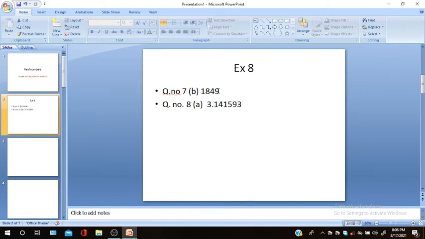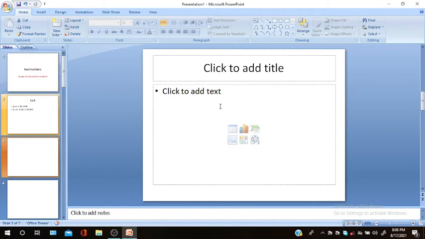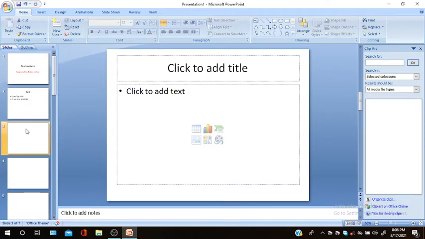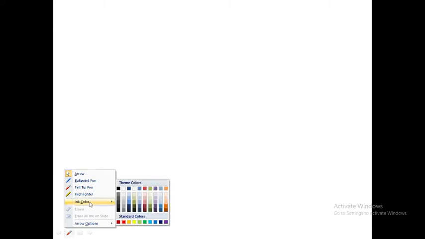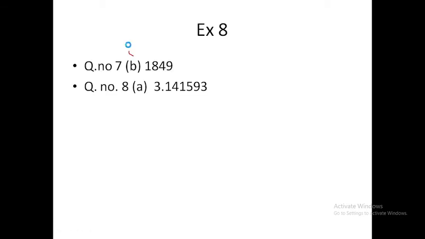So we shall try to find the square root of the number 1849 by the method of division. First you write the number. Our number is 1849.